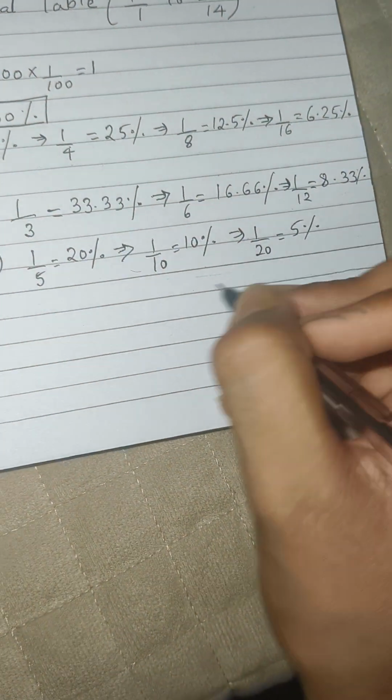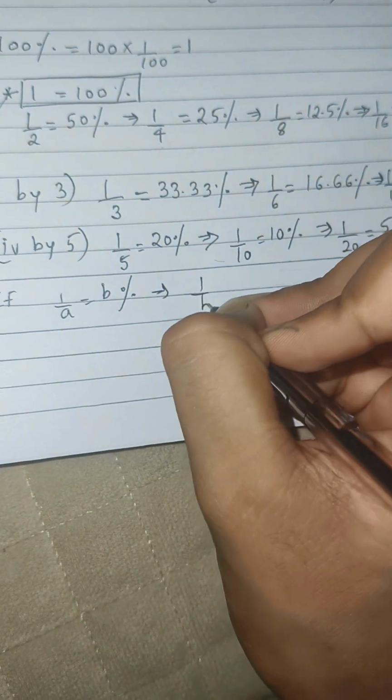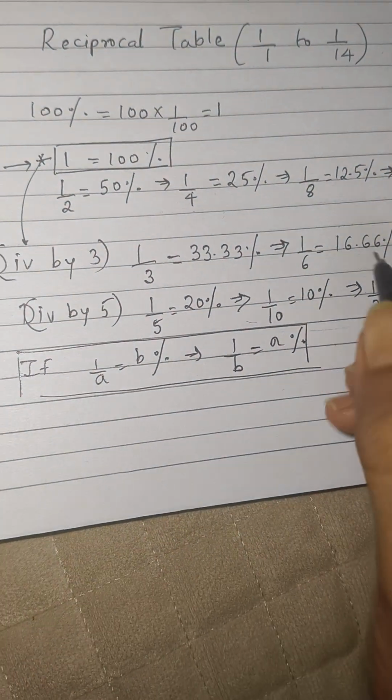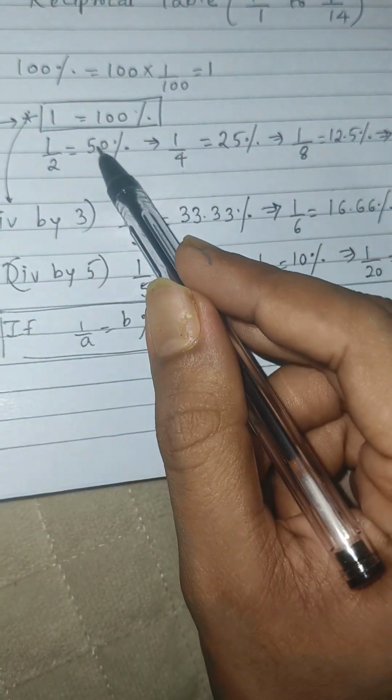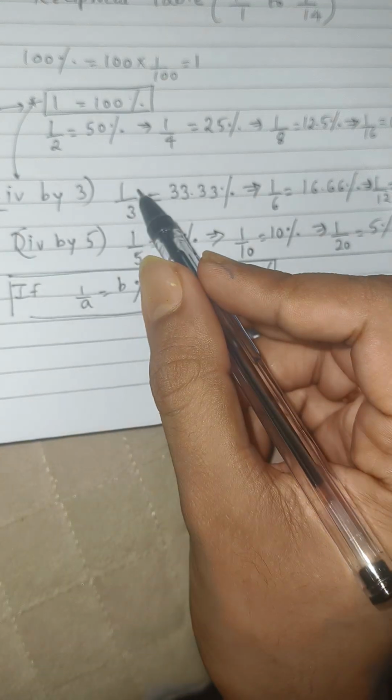Observe the last line. When we say 1 by 5 is 20 percentage and 1 by 20 is 5 percentage, from this we can also say that if 1 by A is B percentage, that also implies 1 by B is A percentage. Very important. That means when we say half is 50 percentage, we can also say 1 by 50 is 2 percentage, and so on and so forth, right?